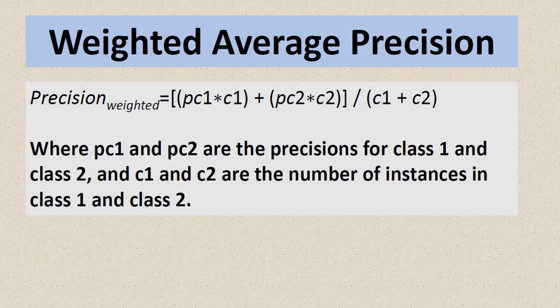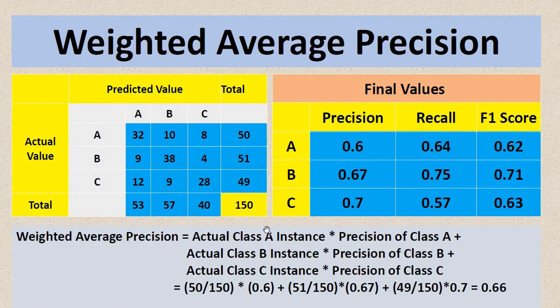Okay, now what is weighted average precision? Weighted average precision is like, we will not simply use the average, we will give the weightage to each and every instance of that particular class. So this is the formula, this is how we calculate. This is our confusion matrix, and this is the final table which we have derived: the precision for all the classes, the recall for all the classes, and the F1 score for all the classes. Now the weighted average precision will be nothing but actual class A instances into precision of class A plus actual class B instances into precision of class B plus actual class C instances into precision of class C.